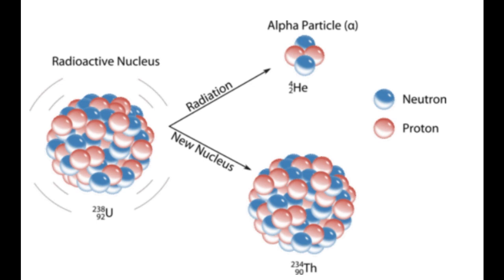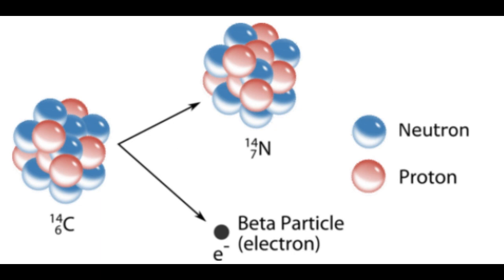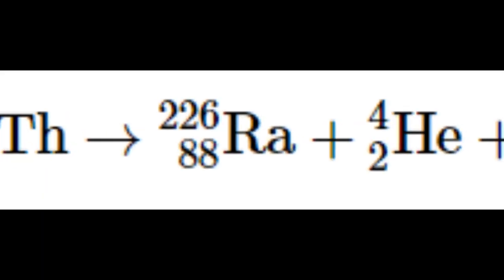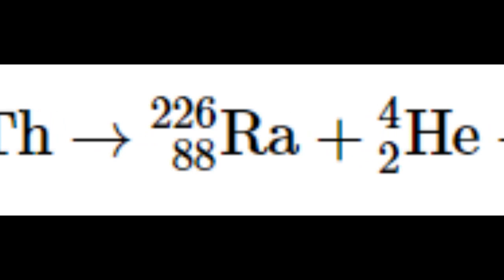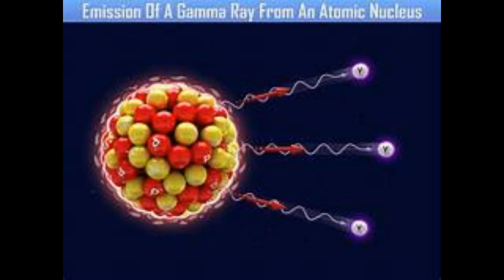In beta decay, a neutron in the nucleus is capable of turning into a proton and an electron. For example, the carbon-14 nucleus undergoes beta decay, transmuting into a nitrogen-14 nucleus. In gamma decay, very high energy electromagnetic waves are emitted from the nucleus. For example, thorium turns into radium and a helium atom, along with gamma radiation. Emission of gamma radiation has no effect on the atomic number or mass number of the products, but it reduces their energy.